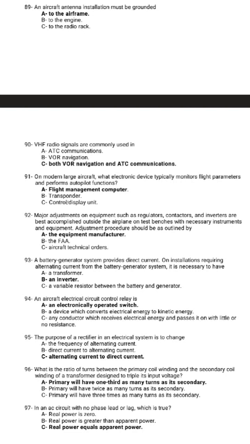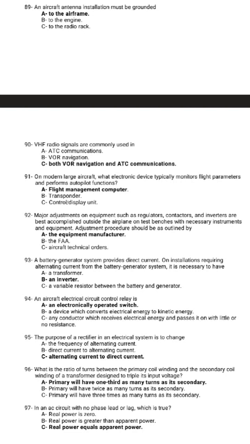So major adjustments on equipment, such as regulators, contactors, and inverters, are best accomplished outside the airplane on test benches with necessary instruments and equipment. Adjustment procedure should be outlined by the equipment manufacturer. So who should make major adjustments on equipment, such as regulators, contactors, and inverters? The equipment manufacturer. Cool.